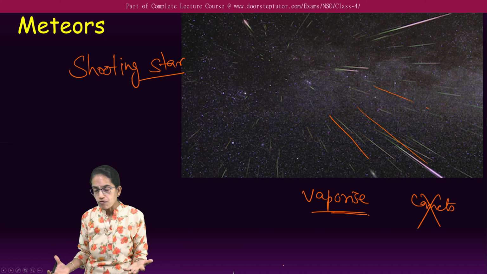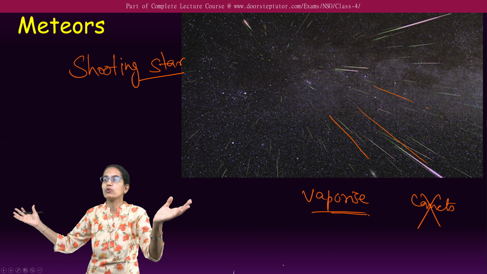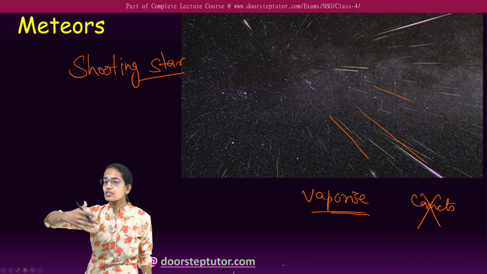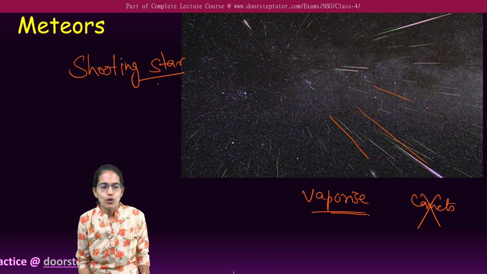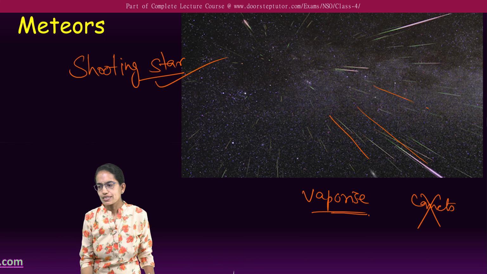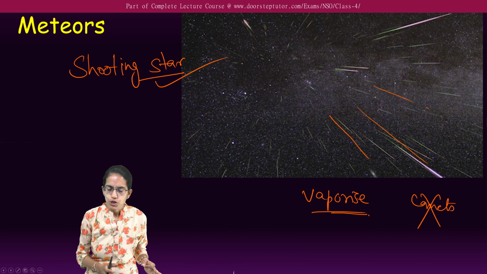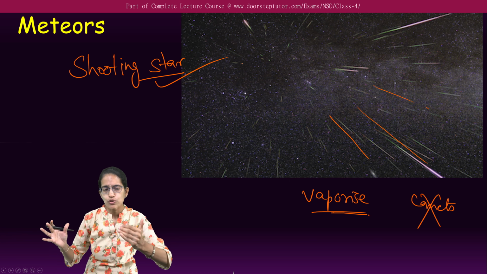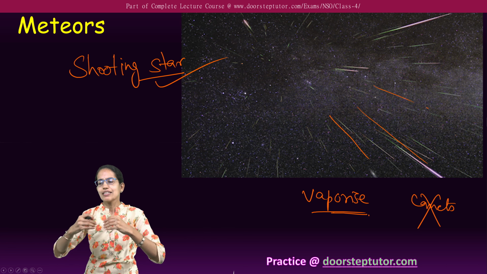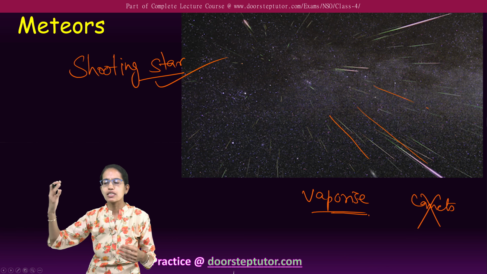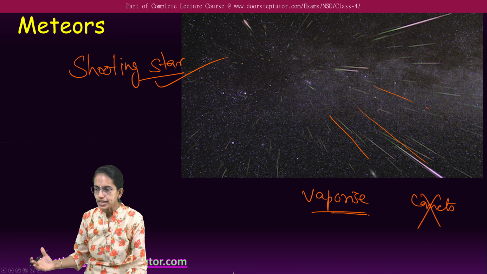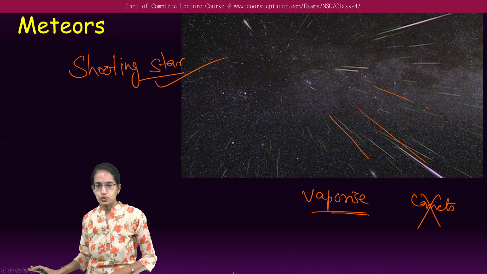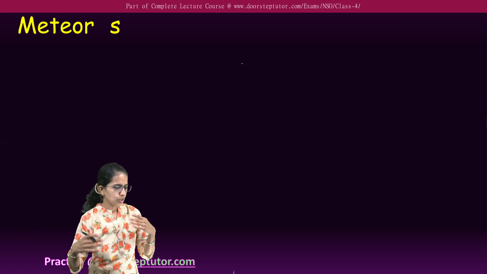Also, they move so fast that they heat up and glow as they move through the atmosphere. So it appears as if a star is shooting, and therefore it is called a shooting star. Shooting stars are the other name for meteors. They are streaks of light. They move at a very fast pace. They come closer to the earth's surface. They vaporize and there is a light which is seen in the atmosphere. And finally, most meteors burn in the atmosphere before they reach the ground.